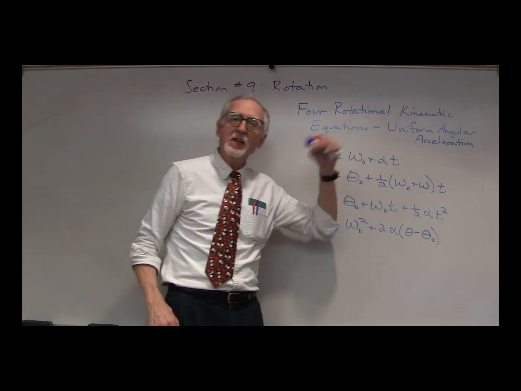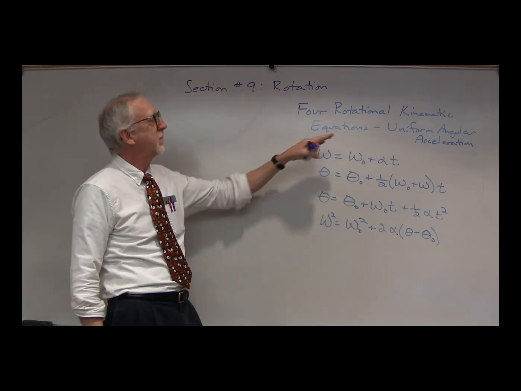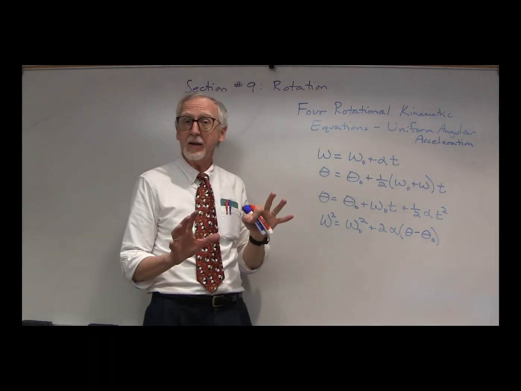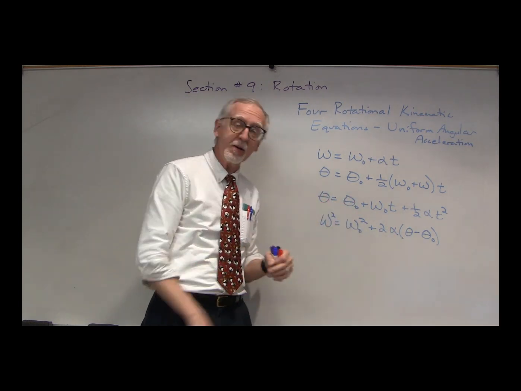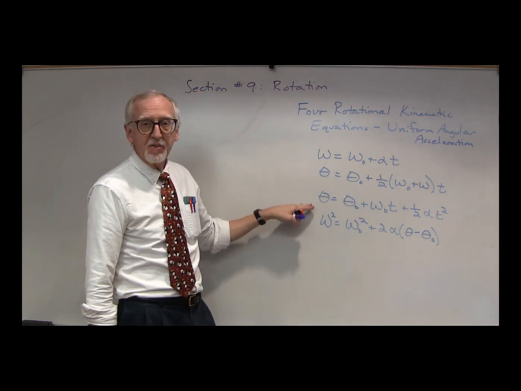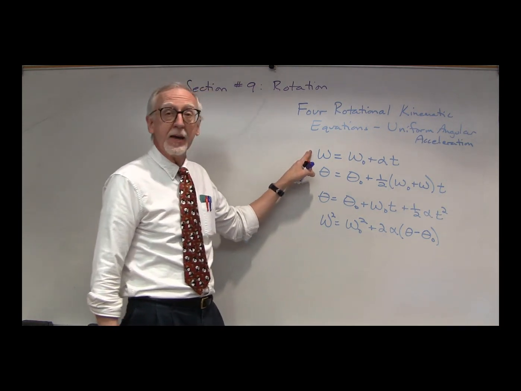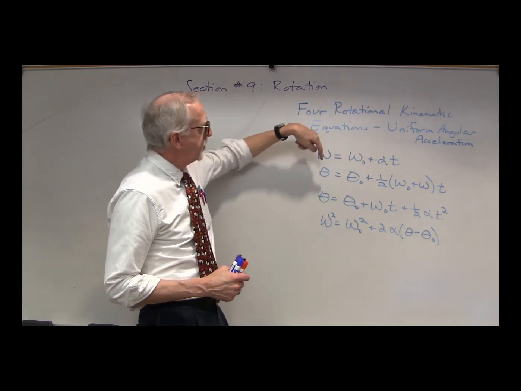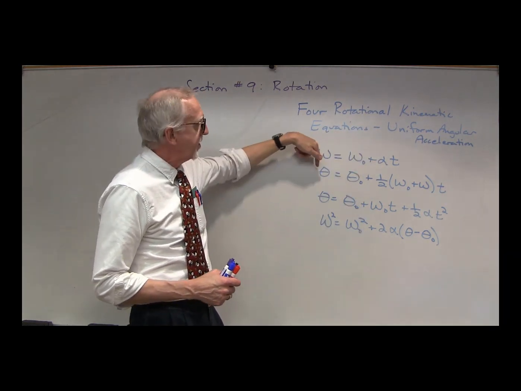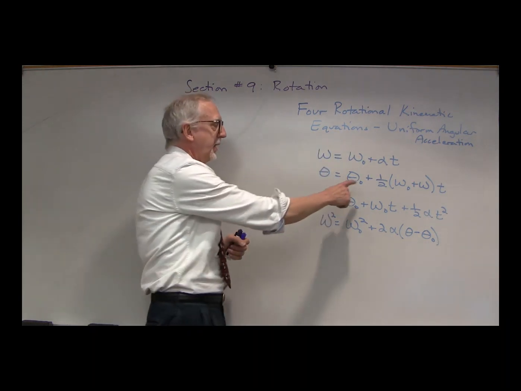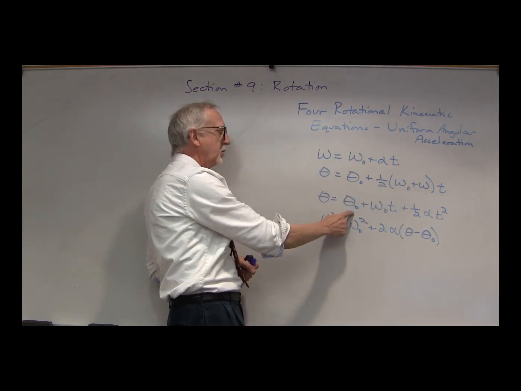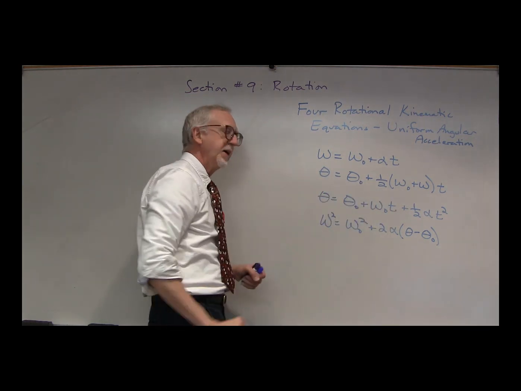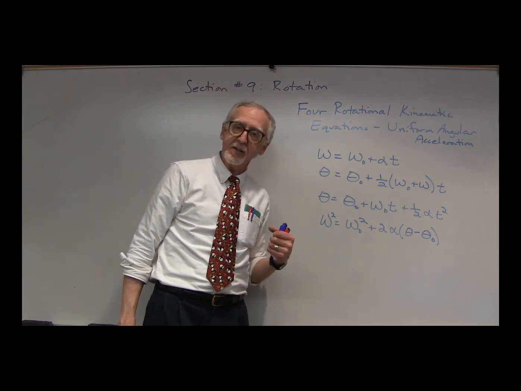The 4 rotational kinematic equations for uniform angular acceleration. Exactly analogous to the 4 kinematic equations for uniform accelerated motion. Exactly the same order, 1, 2, 3, and 4. Omega equals omega naught plus alpha t, which would be like v equals v naught plus at. Theta equals theta naught plus 1/2 omega naught plus omega times t. Theta equals theta naught plus omega naught t plus 1/2 alpha t squared, and omega squared equals omega naught squared plus 2 alpha times theta minus theta naught.